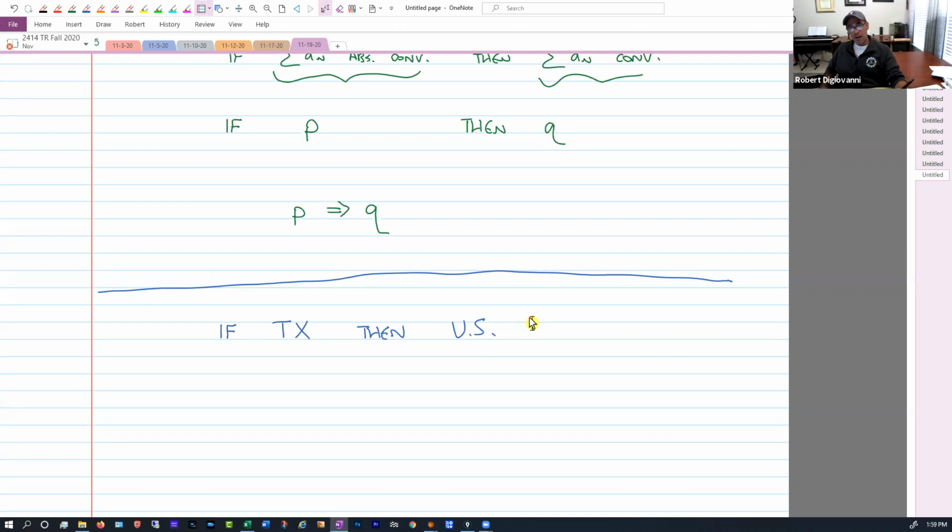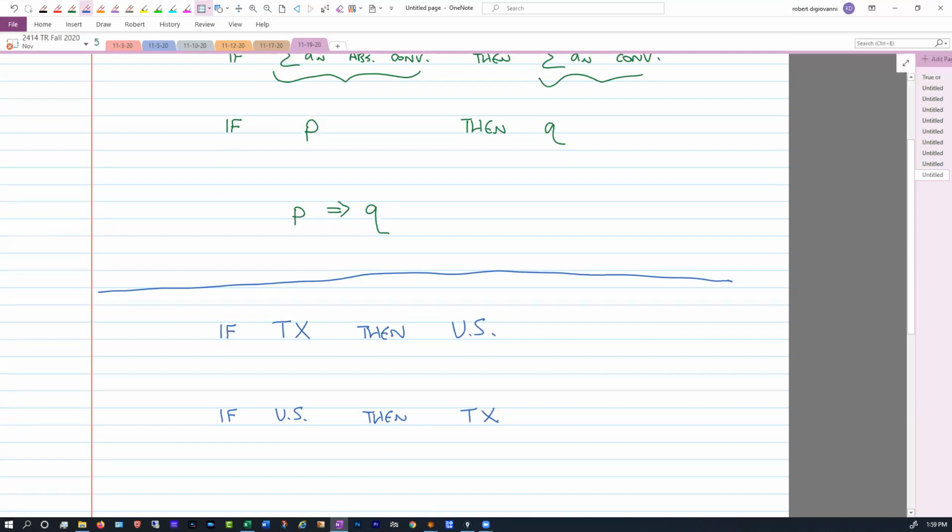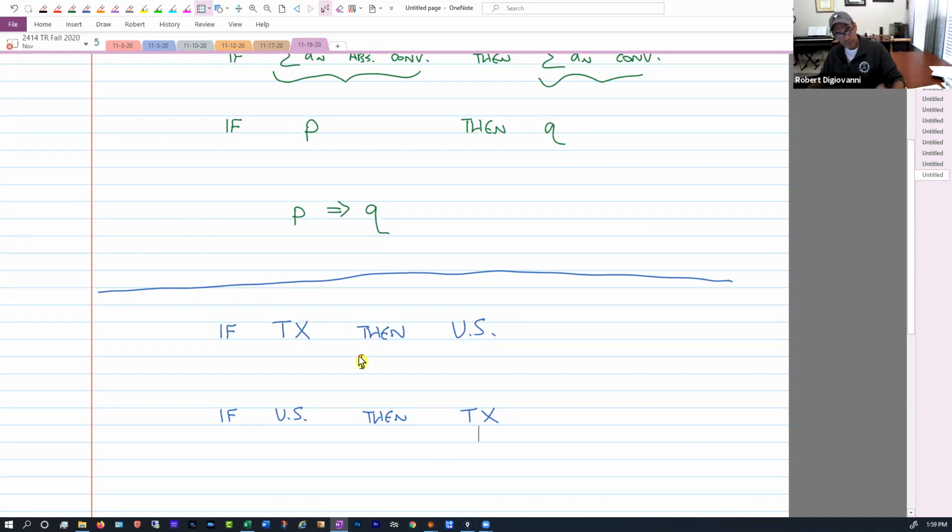Does it work the other way around? Can you reverse this? If you're standing in the United States of America, then can you guarantee me you're standing in Texas? No. So implications only work one way. So the way we write this is Texas implies you're in the United States. But being in the United States does not imply that you are standing in Texas, right? So you have to be real careful with theorems because they work one way but not the other.